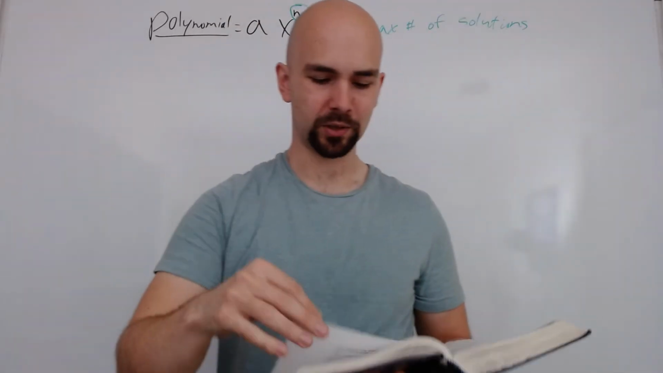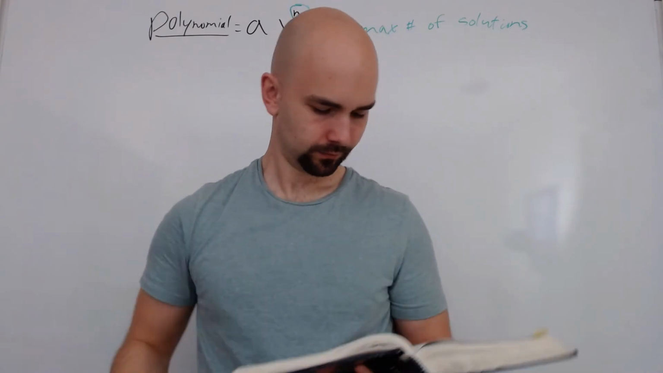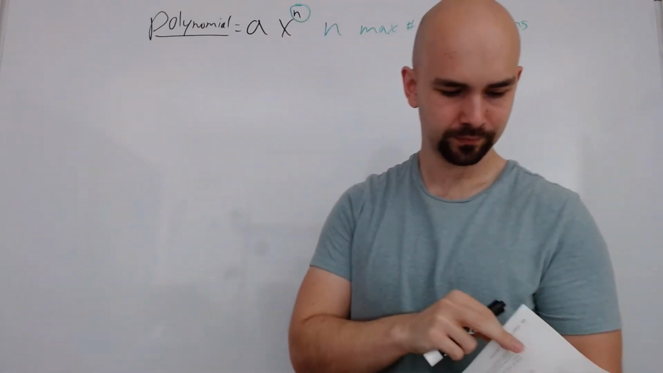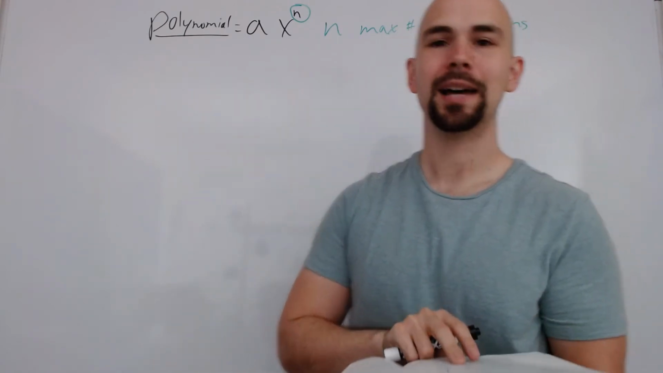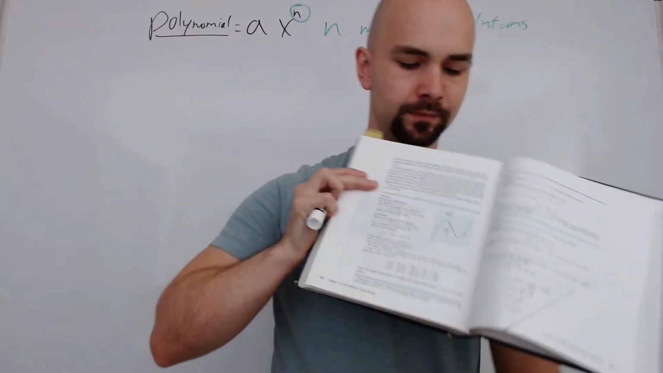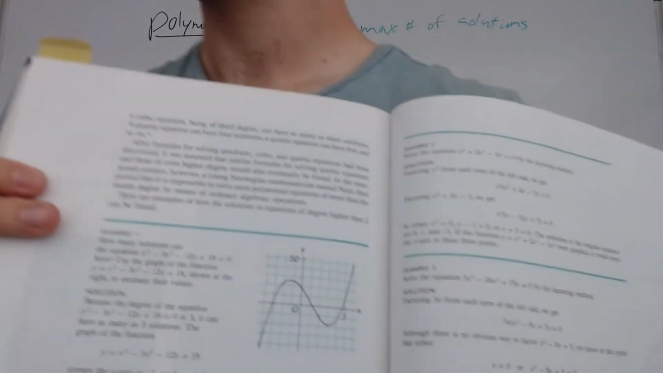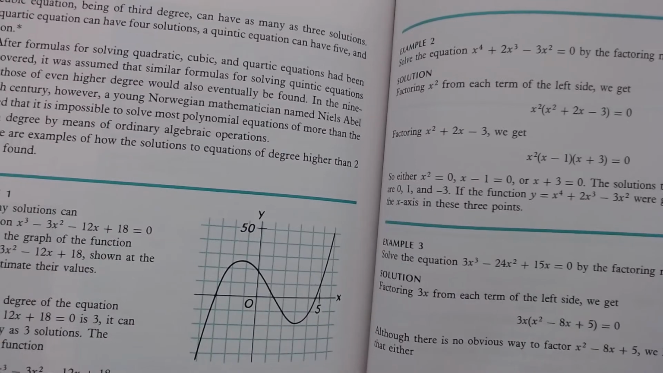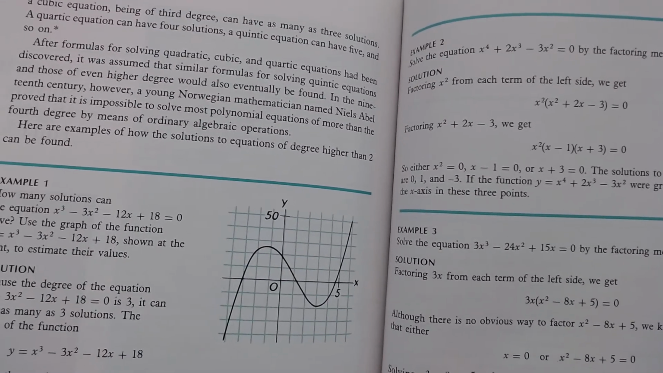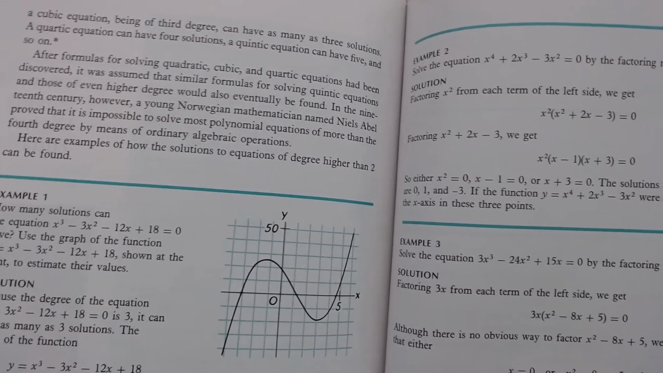So we'll begin with example number 1. I thought this was pretty cool. First of all, they have a picture of it, and I'm just going to hold this up. This is a cubic equation. How many times does it cross the x-axis? You can see it crosses the x-axis 3 times, so it's got 3 x-intercepts.